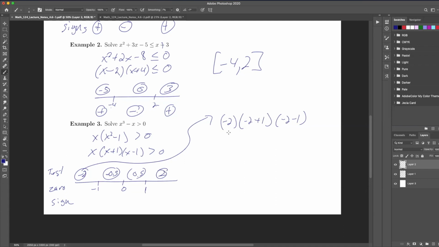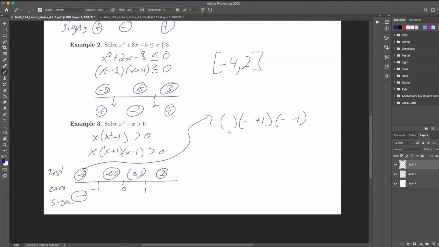So what's the sign on this? The sign here is negative, the sign here is negative, and the sign here is negative. So I have negative times a negative times a negative, and so that overall is negative. Okay, so here the sign is negative. Here, let's go ahead and do -0.5.